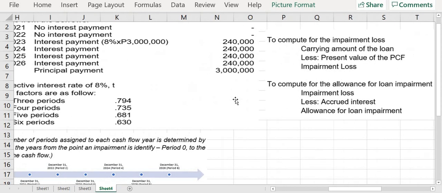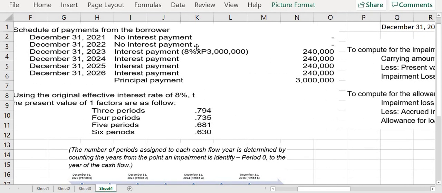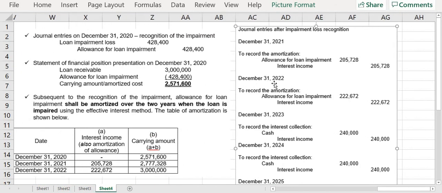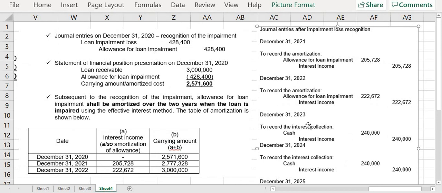Ayan. Okay. So to record the interest collection, that's of course, di ba in 2023 nag-resume yung collection. As you can see here, ayan, sa schedule of cash collection, nag-resume in 2023 ang payment or collection ni bank sa interest. Okay? Up until 2026 na yan. But in 2026, that includes the interest in the principal. Okay? Ayan. So, sa journal entries, to record in 2023, okay, to record the interest collection, that's cash, debit, and credit to interest income for 240,000.